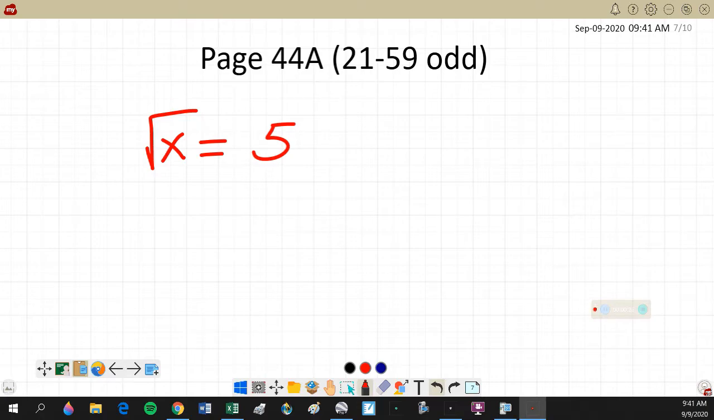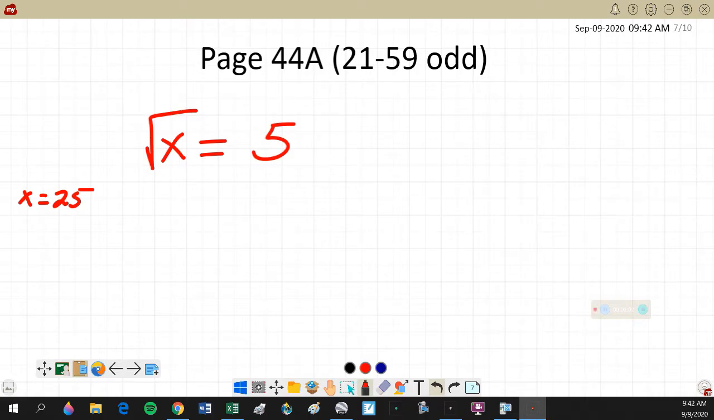What number makes that true? The square root of what number is 5? 25 is 5. Do I need to worry about plus or minus? No. When do we worry about plus or minus? When you have x squared equals 25, and then when you take the square root of an x squared, you have to worry about plus or minus. So obviously the answer here is 25.